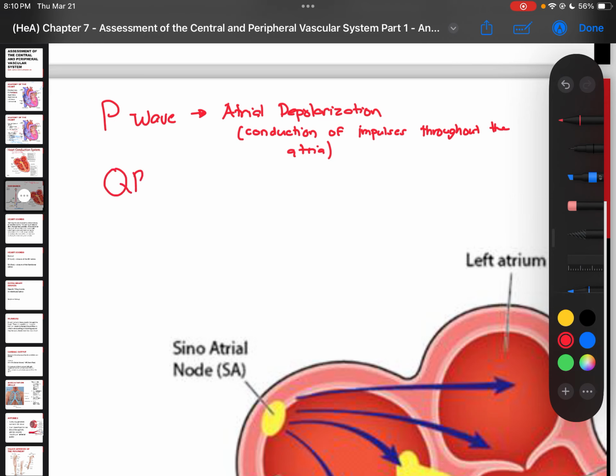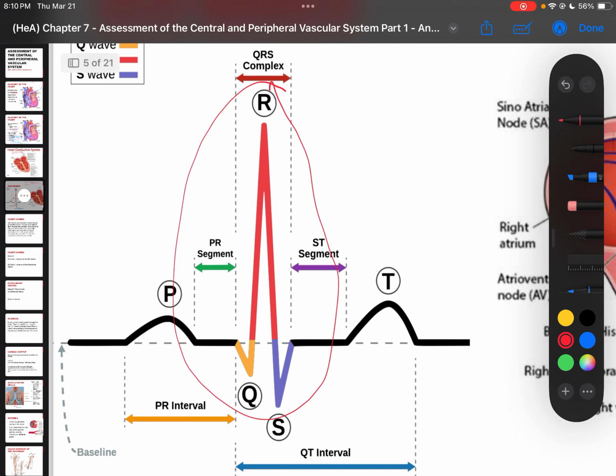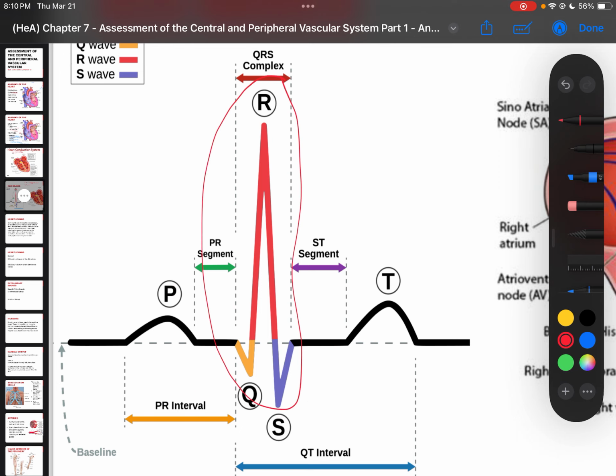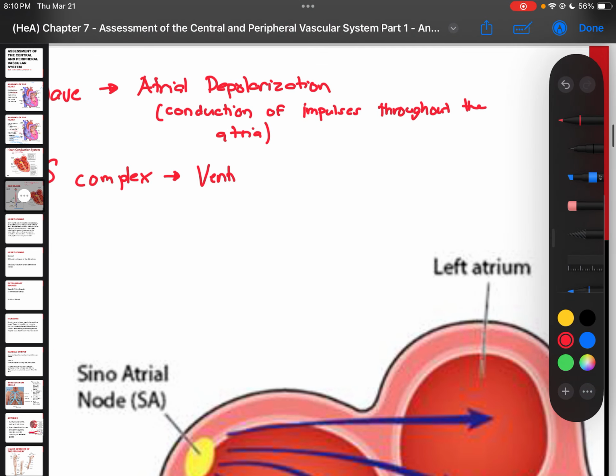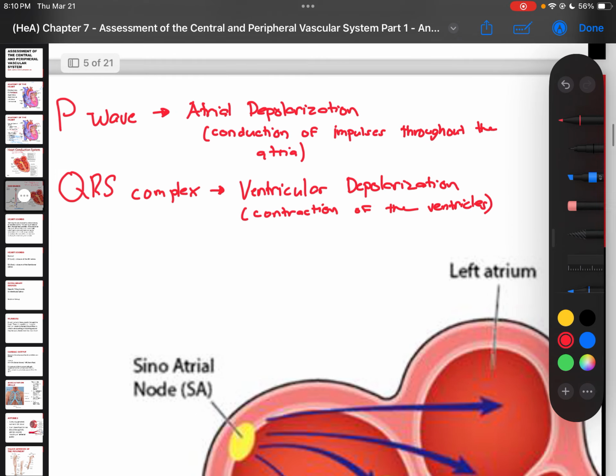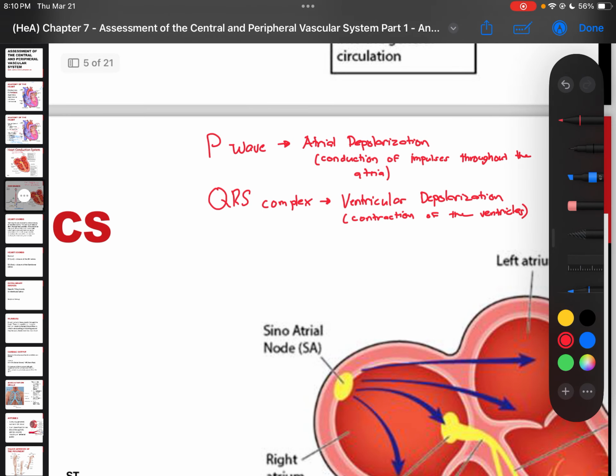Next is our QRS complex, the big one, the big wave. This one. The QRS complex is also known as our ventricular depolarization. And this is the actual contraction of the ventricles.